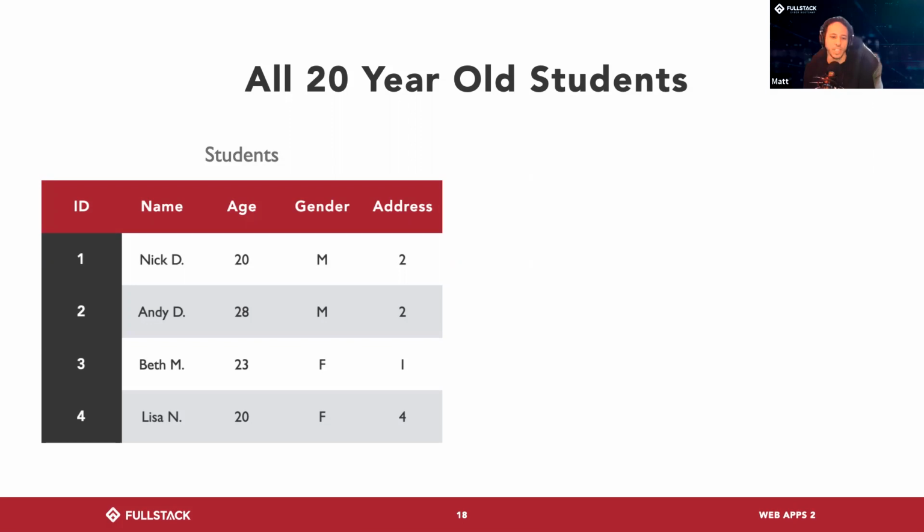From is going to be which table you're taking data from. Select is which columns you want. And where is so you can filter the rows based on column data. So in this case, if I wanted to write a SQL query to grab all students that had the age of 20, I would write select name, age, gender from students where age equals 20.